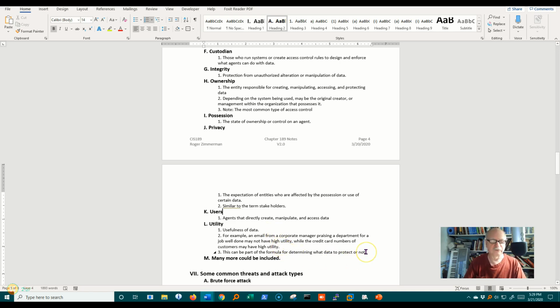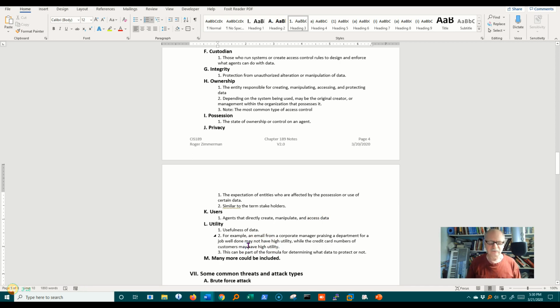Utility is the usefulness of data. Now, this is a really, really important point. Usefulness of data helps us determine what controls we need to put into place. So, for example, if there is just an email from a corporate manager praising a department for a job well done, that may not have high utility. It may not be all that useful. However, credit card numbers of customers has a very high utility.